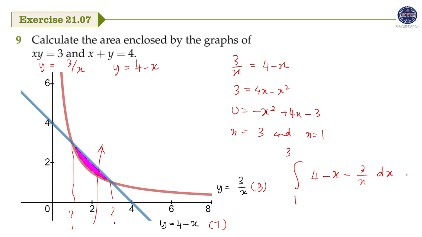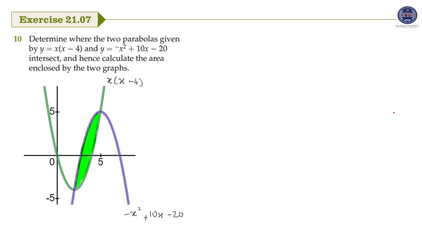If you integrate, you will get 4x minus x squared over 2 minus 3 ln x, with the lower limit and upper limit over here. So substitute, you will get 0.704. Okay, I skipped a few steps. I really hope that you understand how to solve until you have the answer. Right, so that settles number 9. Okay, number 10 should be the same.